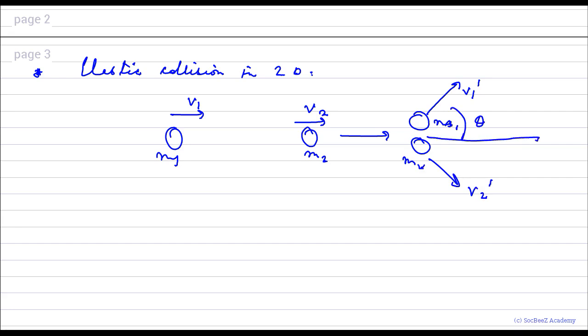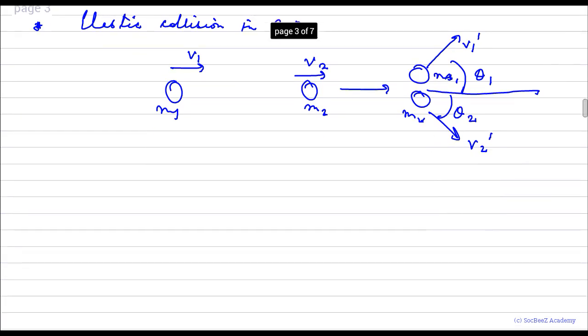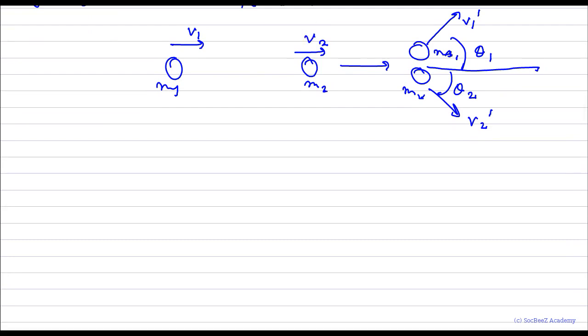This angle is, let's say, theta 1. This angle is, let's say, theta 2. Now if this case is that of elastic collision, there are going to be a few equations which we will obtain. I'll write down a few equations. Since this system is under no net external force, the momentum is going to be conserved. The net momentum is going to be conserved.